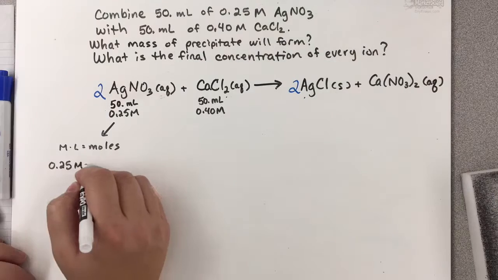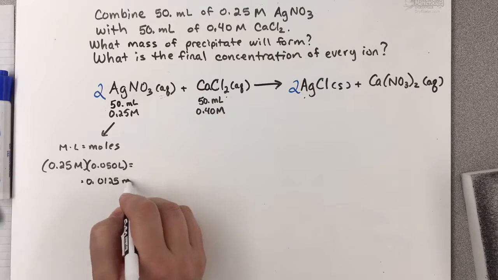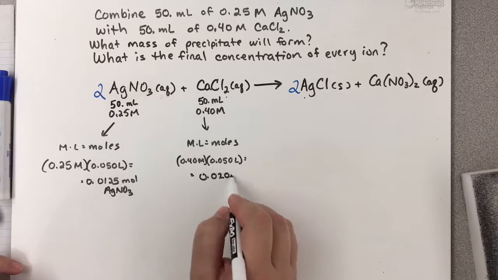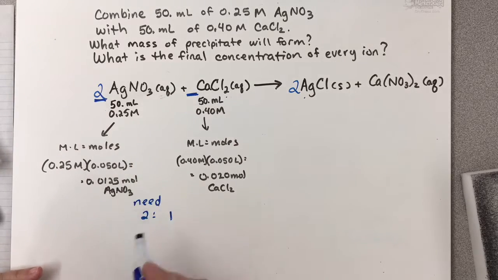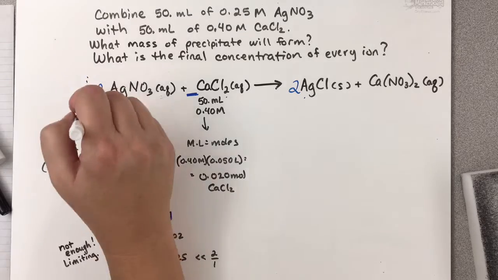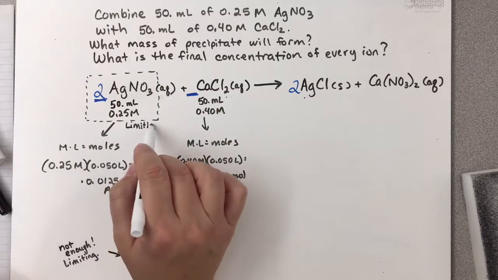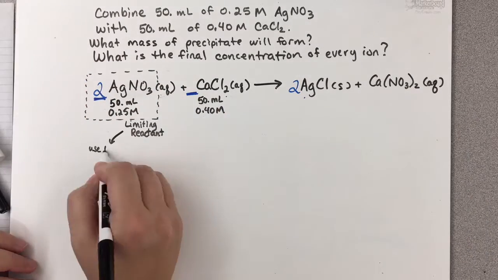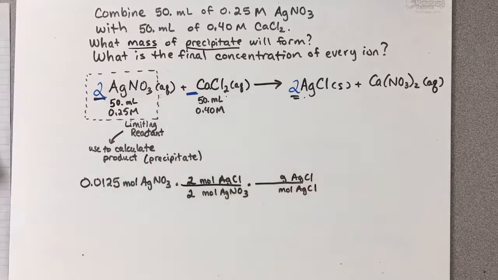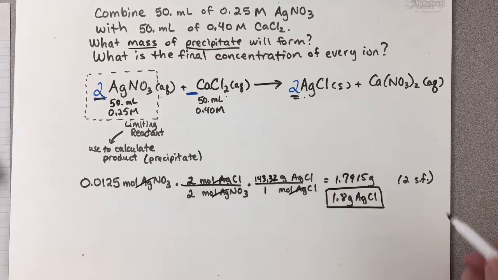In this example, we will calculate the moles of each reactant and compare the mole ratio we have available to the mole ratio that's needed as given by the coefficient. In this problem, the silver nitrate is limiting because we just don't have enough of it to react with all of the calcium chloride. In order to determine the grams of the precipitate, use the limiting reactant and the mole ratio to do the stoichiometry.